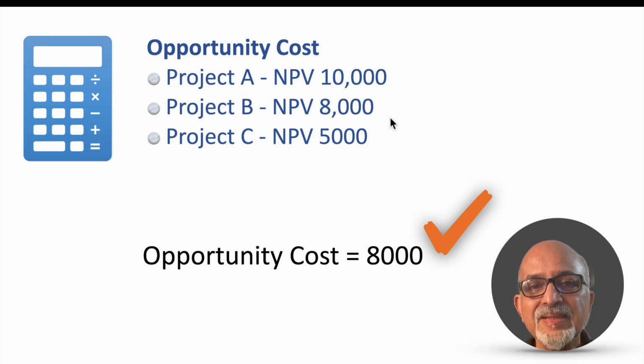Generally, there will be a tendency to take the difference, which is wrong. So opportunity cost is the NPV of the next best project, which I'm not doing because I've decided to do project A. So in this case, the next best project is project B, hence opportunity cost is 8,000.